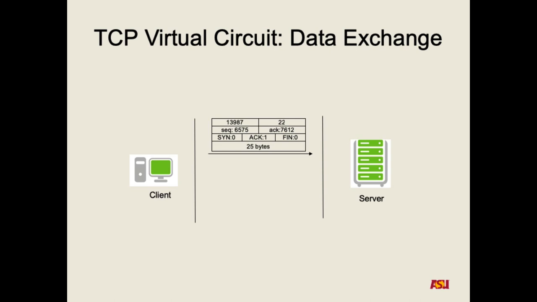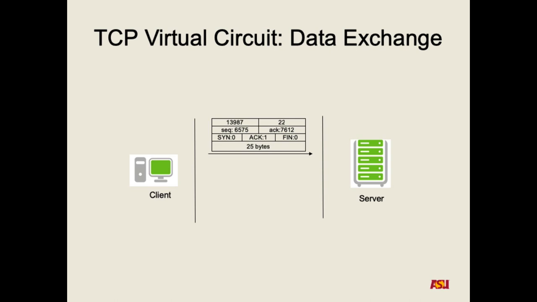Now at this point, does the client know that the server received this? No. Can it say reliably that the server received these 25 bytes? No, right? It can't say anything about that. And so what the server will do, and just like before, this is kind of the nature of getting this reliable communication: we need a message back from the server that says, yes, I saw that message.